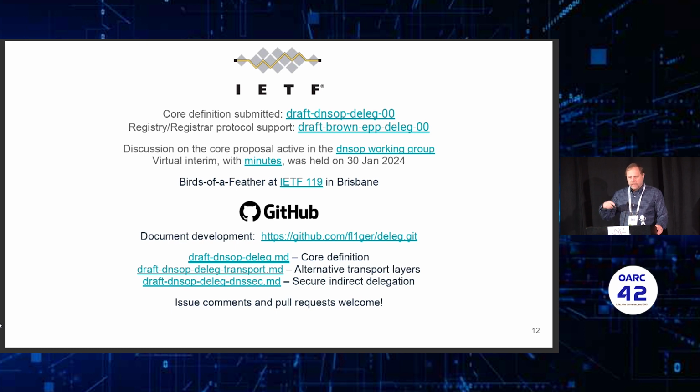Ongoing document development is happening in Flieger's GitHub. That's Ralph Weber's GitHub directory. The core definition is there, but also the two additional drafts where we are proposing, well, now here's how you can use DELEG to specify your ALPN to talk to different transport name servers, and also how you can do the secure indirect delegation by enabling operators to perform DNSSEC on behalf of their clients with the appropriate roles. Issue comments and pull requests are very welcome in the directory, and again, please participate in the discussions happening in the IETF lists.